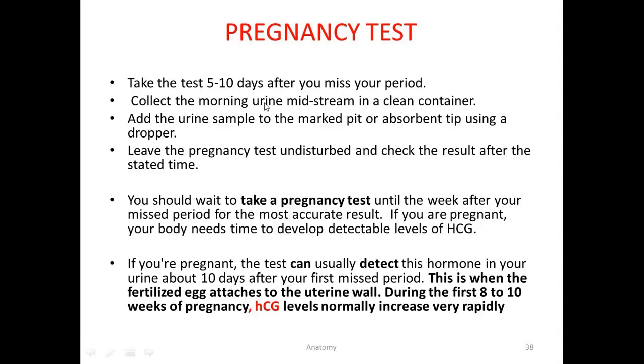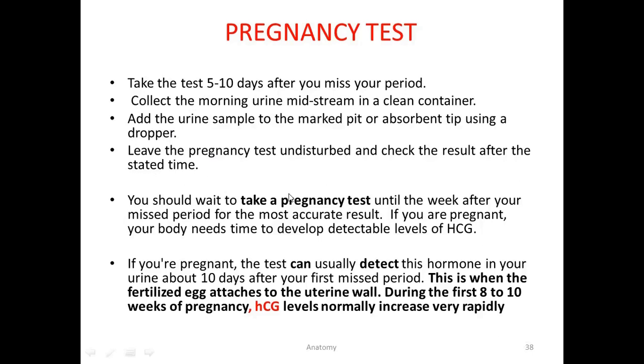Collect the morning urine sample, but let the first part of the urine pass, and then in the middle you can collect that part, which we call midstream urine. It should be collected in a clean container so that contamination will not be there and it cannot deviate the result. Add the urine sample to the marked pit or absorbent tip using a dropper. So you have to put a drop of midstream urine. Leave the pregnancy test undisturbed and check the result after the stated time. Everything is mentioned on that pregnancy test kit.